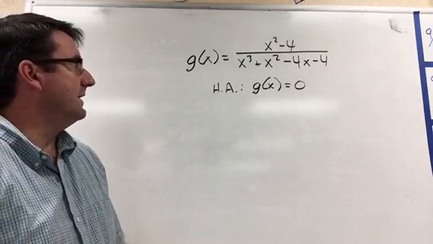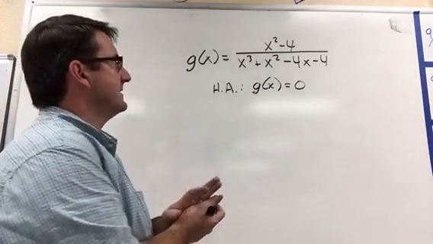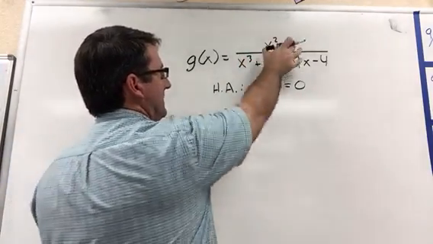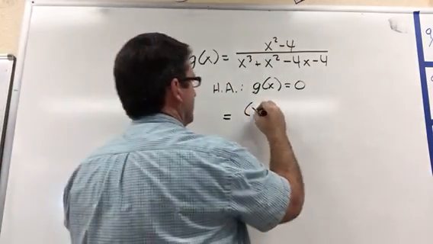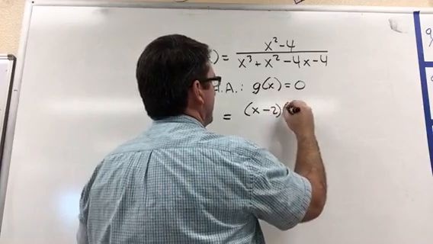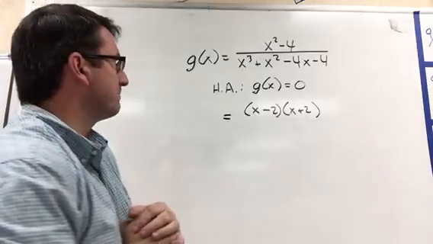All right, so now before we do the vertical asymptotes, let's factor this. Let's factor the top. The top is going to be a difference of squares. So x minus 2 times x plus 2 is going to give us x squared minus 4.